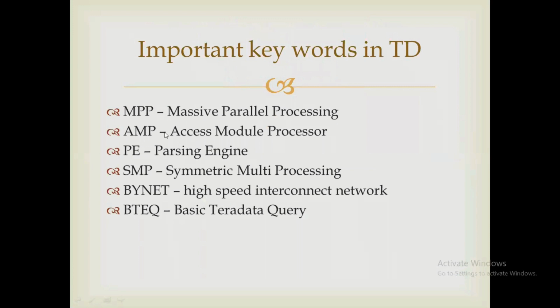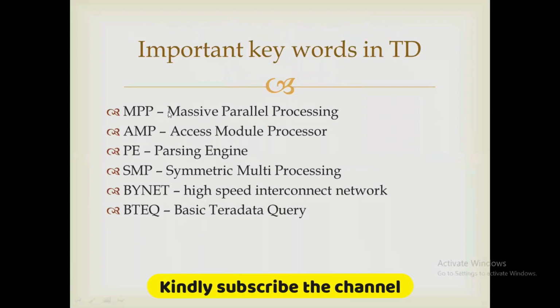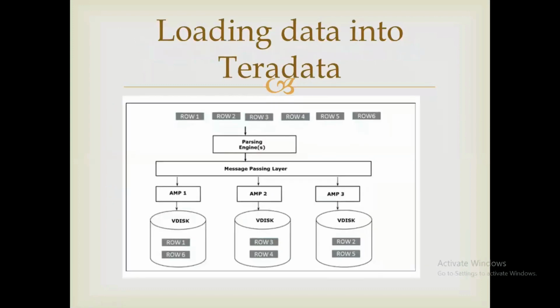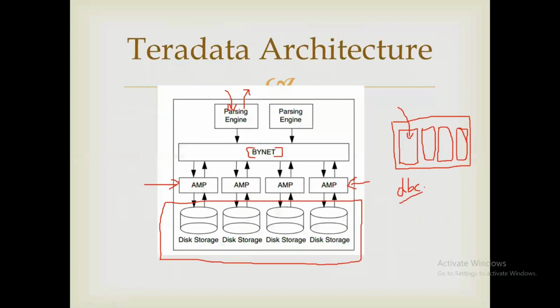So these are the abbreviations for all of those. MPP is nothing but massive parallel processing. AMP is nothing but access module processor. PE is nothing but parsing engine. SMP is nothing but symmetric multiprocessing. This is one single SMP. The combination of SMPs is called MPP. A combination of SMPs we will call MPP architecture.